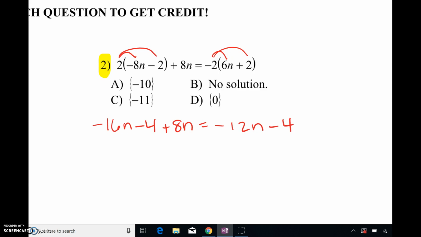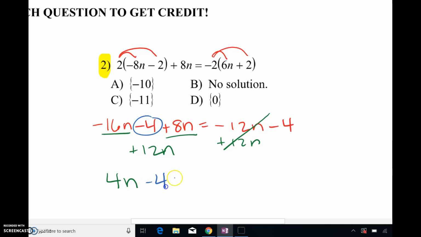Alright, when I'm solving, I need to get all my variables to one side and all my constants to the other side. So I have a negative 16n and an 8n here. And if I add the 12n over, I'm going to get, let's see, negative 16 and positive 8 is a negative 8. Plus 12 is going to give me a 4n. I haven't done anything with this yet, so I'm going to bring that down.